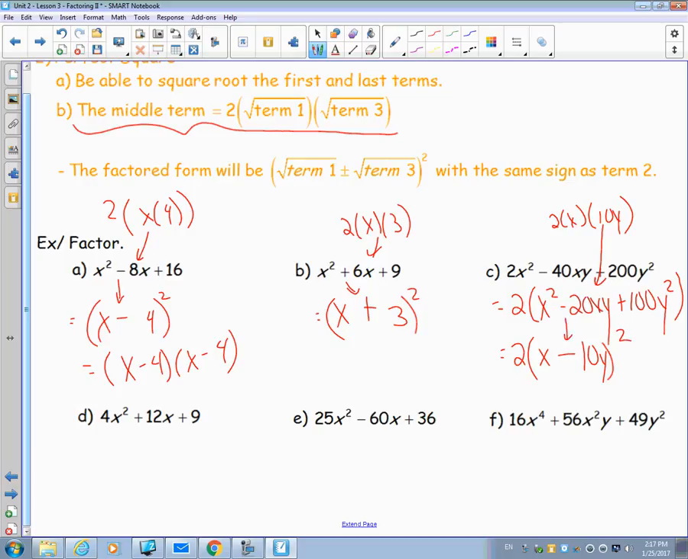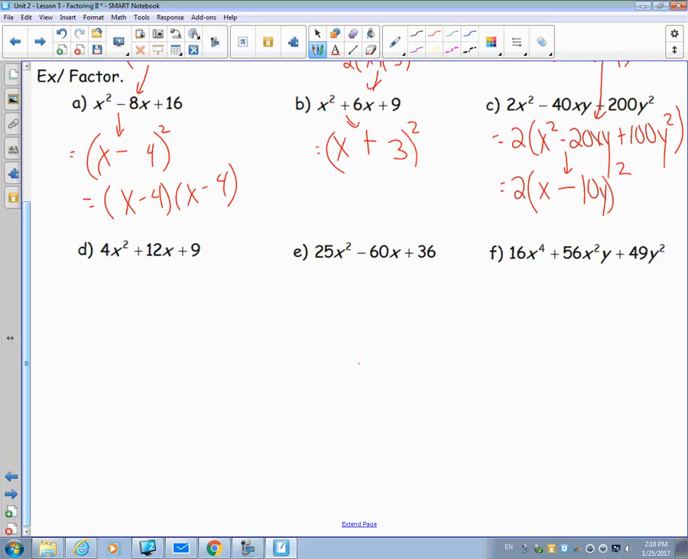Okay. Let's try some more. Okay, I see. Can I square root 4x squared? Yep. Square root 9? Yep. 2x times 3 doubled makes 12. Perfect. Way faster than doing a complex one, right? Okay, last two. Can I square root 25? Yes. Can I square root 36? Yes. 5 times 6 times 2, that makes 60. Done.